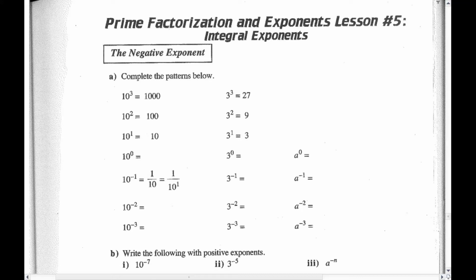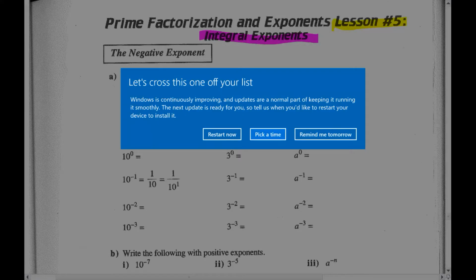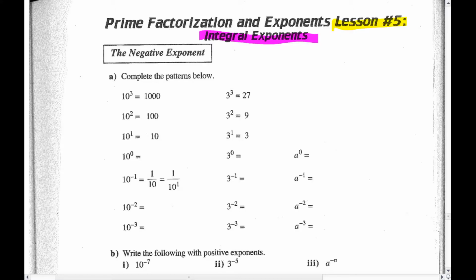Hello everyone. Today we are doing prime factorization and exponents lesson 5, and we are focusing on integral exponents, or more specifically, negative exponents. Up until this point, we've only been dealing with positive exponents, and today we're going to look at how to deal with the negative ones.